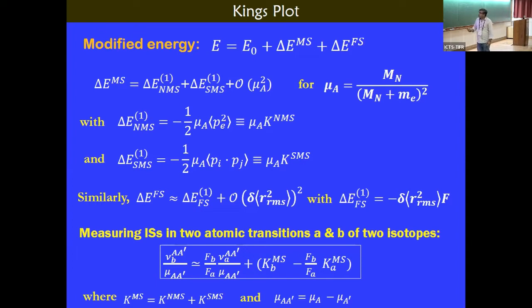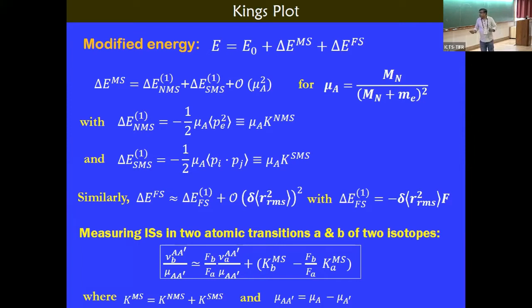So similarly, the field shift effect can be expressed in terms of this first order effect. This is known as the change in the root mean square radius of the nucleus. So this field shift effect also can be estimated up to first order, with this parameter. So in the early days, what people were doing was neglecting these effects, and using a famous equation known as the King's plot. What they do is consider 2 different types of isotopes and 2 different kinds of transitions. Then they express this, considering the first order effects, using this relation.